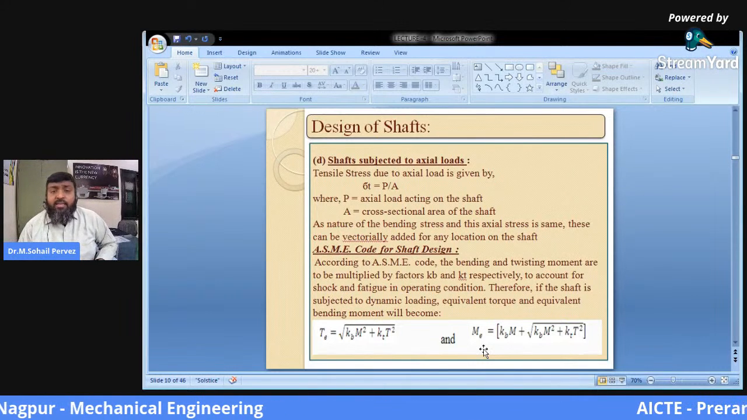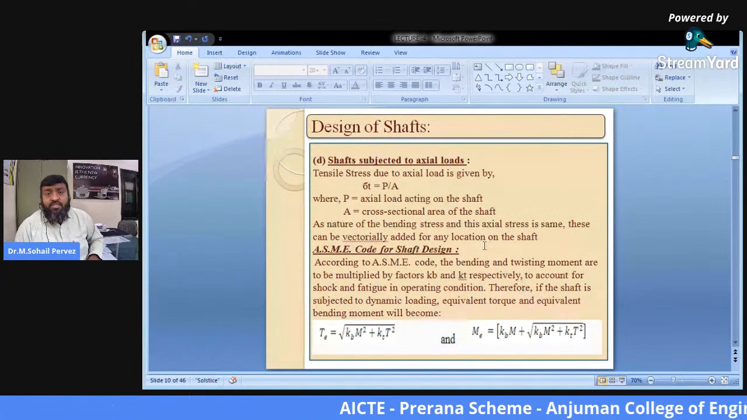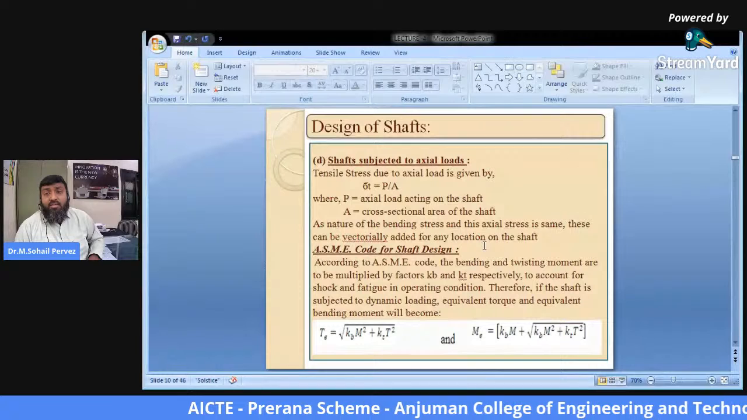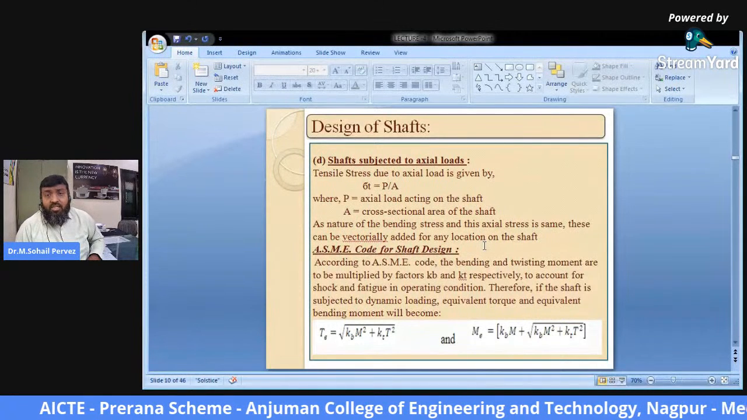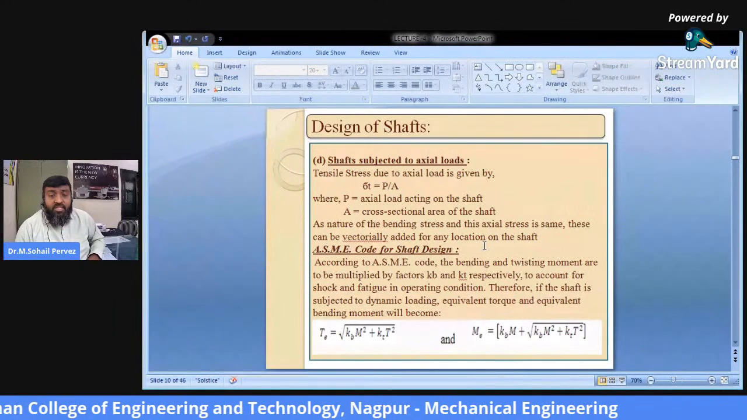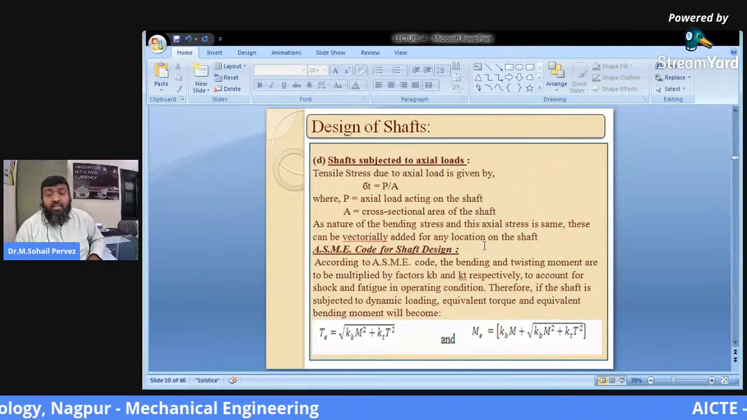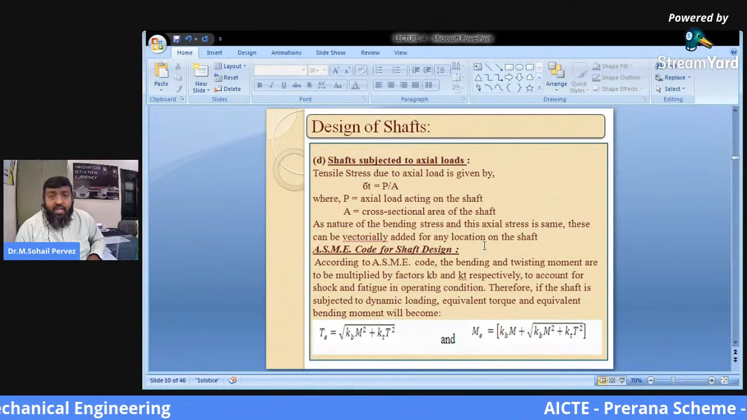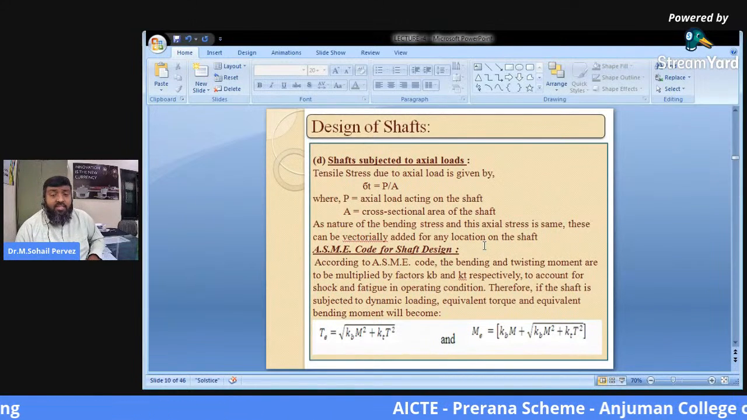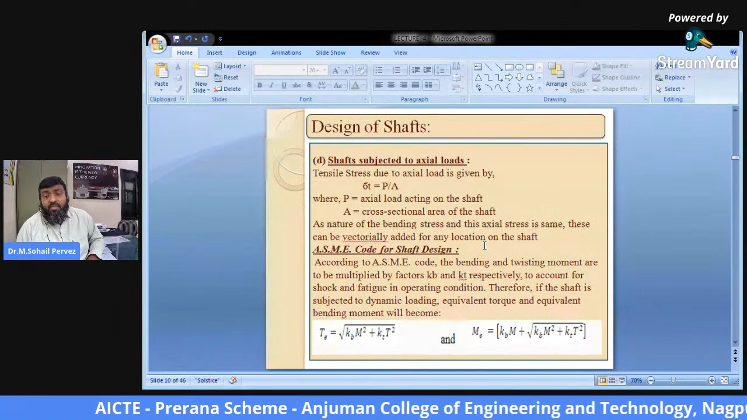Now, another approach to solve the problem of the design of shaft, when we are considering all the three parameters: twisting, bending, and axial thrust. Please mind well, twisting, bending, and axial thrust. In that case, ASME code will come into play.